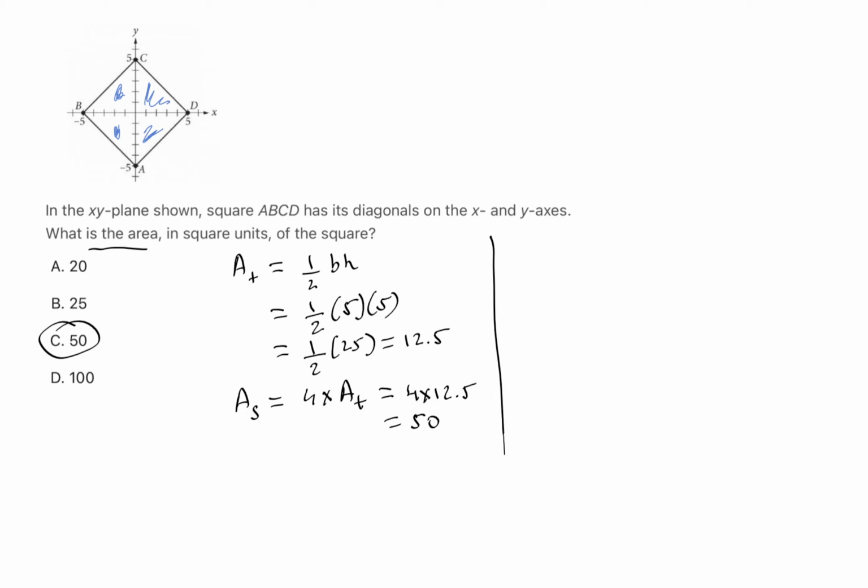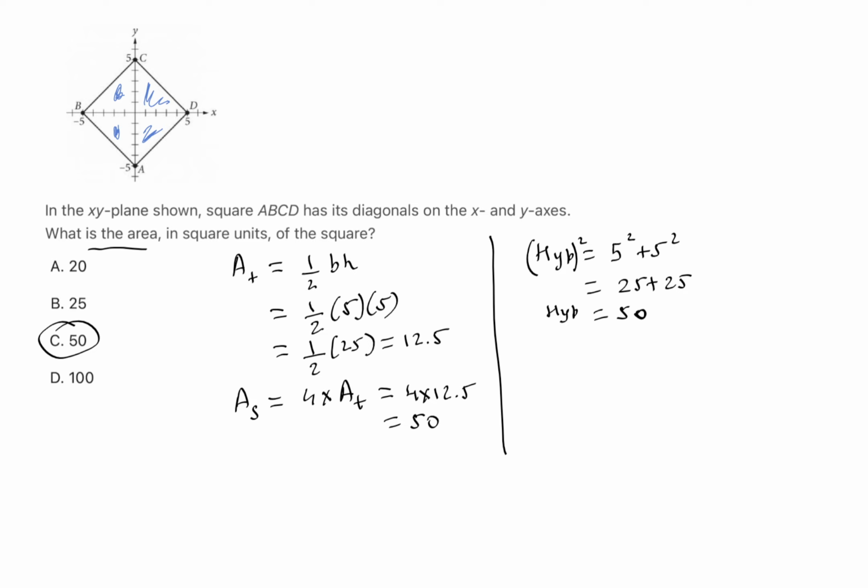Another way to solve this is with finding the hypotenuse. So we know that the triangle itself is a right triangle, and so the hypotenuse squared is going to be equal to 5 squared plus 5 squared, so the base squared plus height squared, which is equal to 25 plus 25, which is 50.